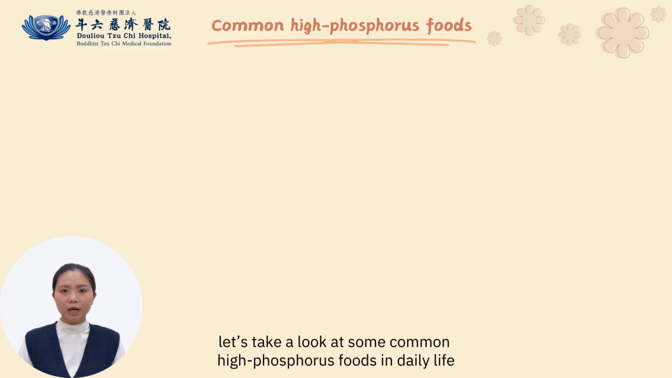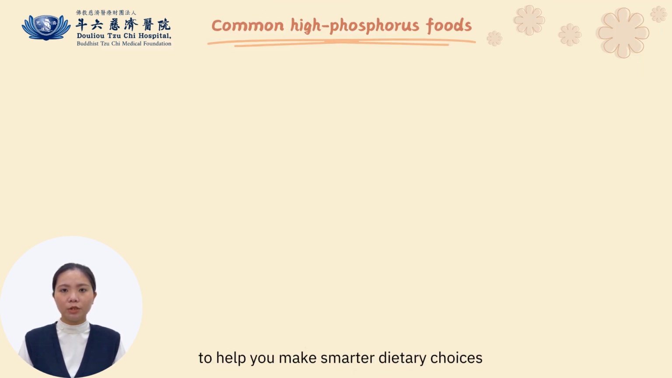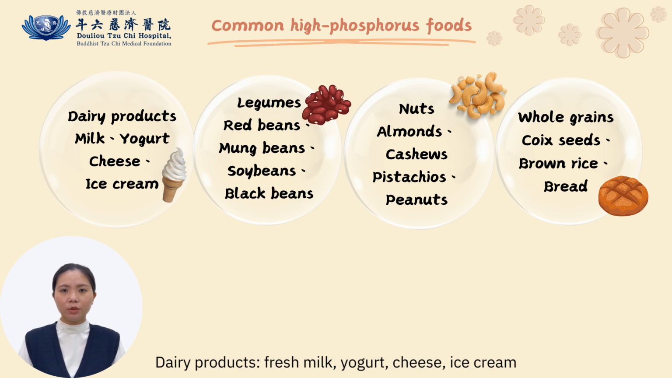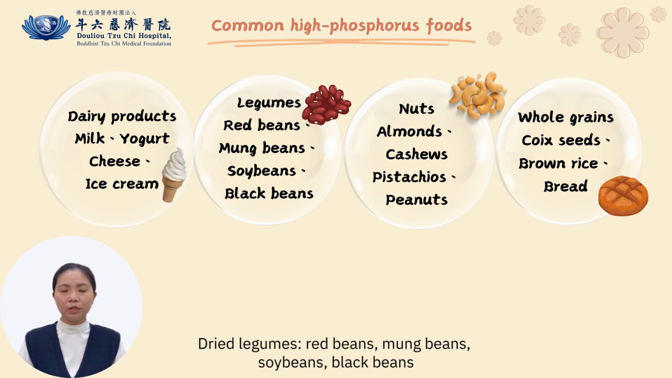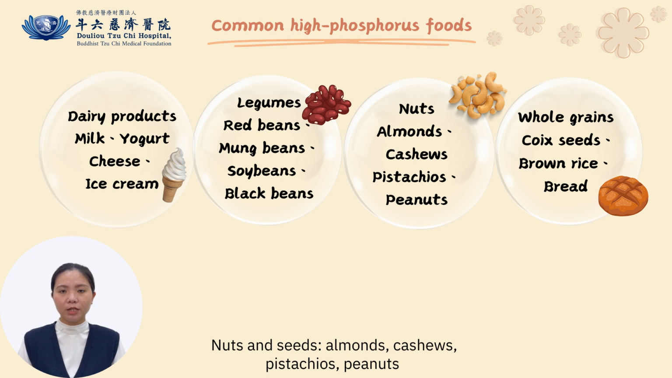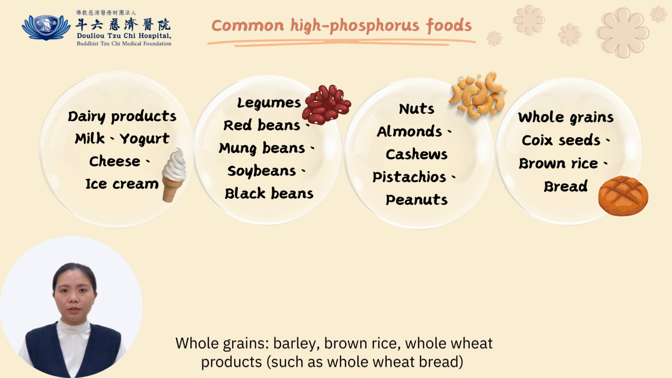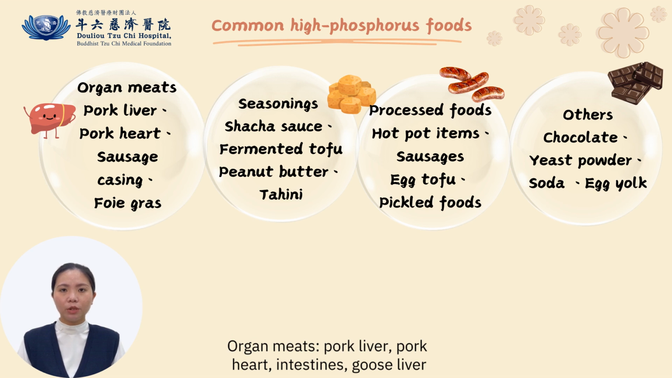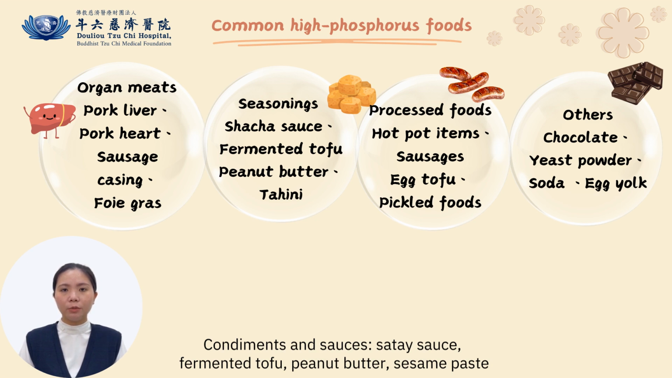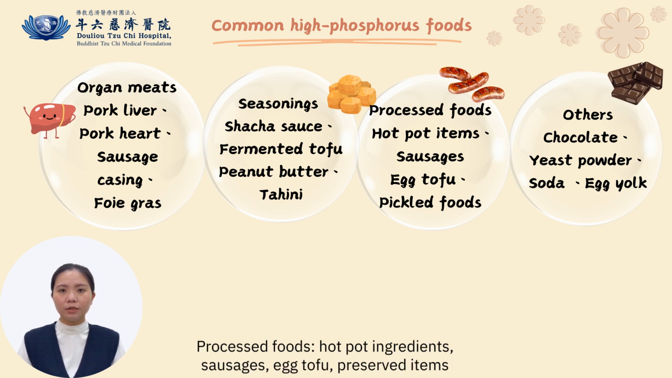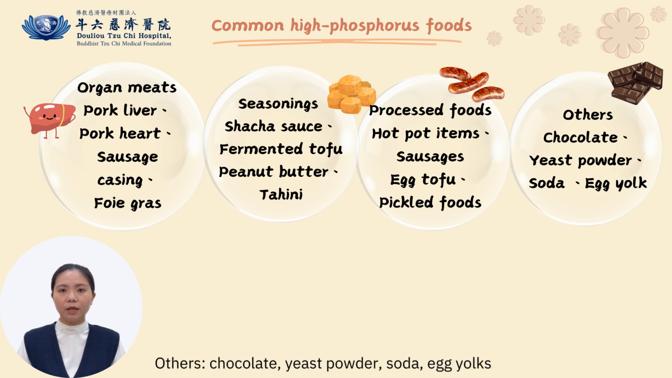Let's take a look at some common high-phosphorus foods in daily life to help you make smarter dietary choices. Dairy products: fresh milk, yogurt, cheese, ice cream. Dried legumes: red beans, mung beans, soybeans, black beans. Nuts and seeds: almonds, cashews, pistachios, peanuts. Whole grains: barley, brown rice, whole wheat products, such as whole wheat bread. Organ meats: pork liver, pork heart, intestines, goose liver. Condiments and sauces: sauté sauce, fermented tofu, peanut butter, sesame paste. Processed foods: hot pot ingredients, sausages, egg tofu, preserved items. Others: chocolate, yeast powder, soda, egg yolks.